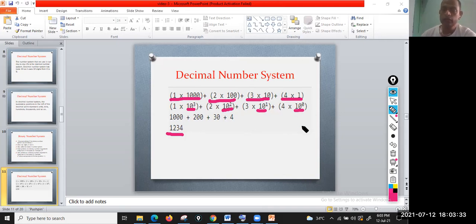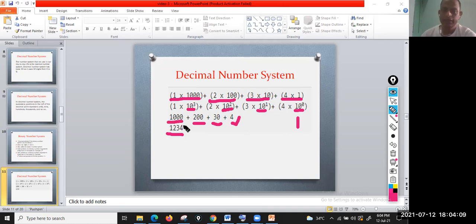What is the value of 10 to the power 0? It is always 1, whether it is 2 to the power 0, 10 to the power 0, 8 to the power 0 or 16 to the power 0. So 4 into 1, that is 4, right? 10 to the power 1 is 10, 3 into 10, that is 30. 10 square is 100, into 2, that is 200. And 10 cube, 10 into 10 into 10, that is 1000. So 1 multiplied by 1000 is 1000.